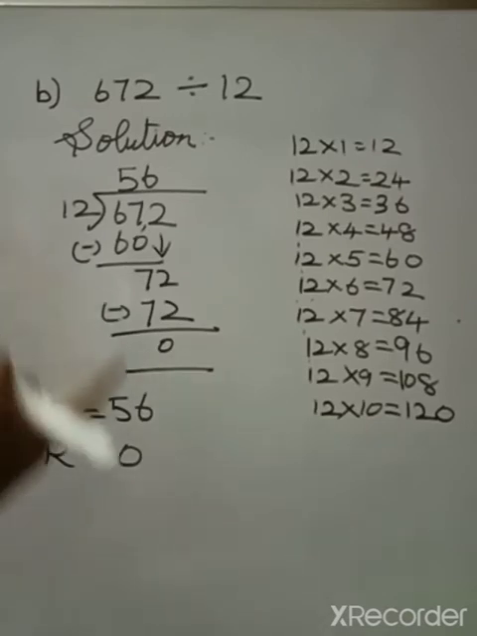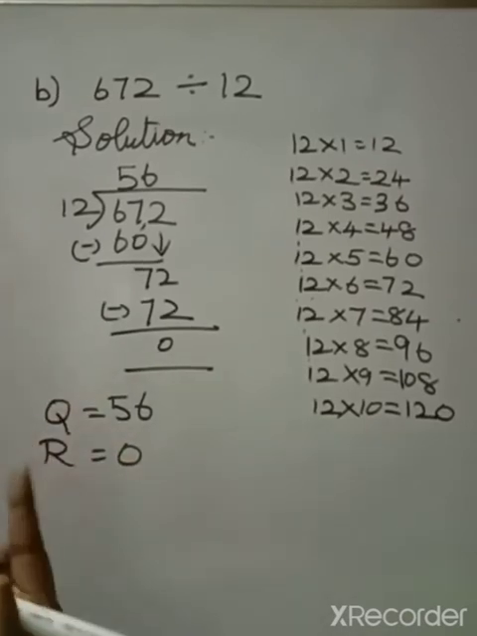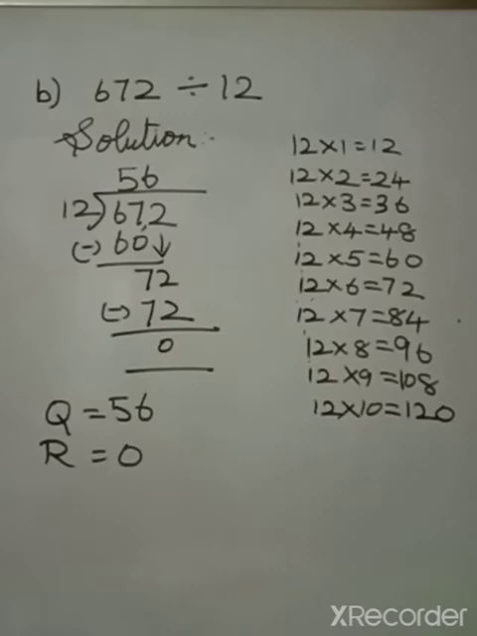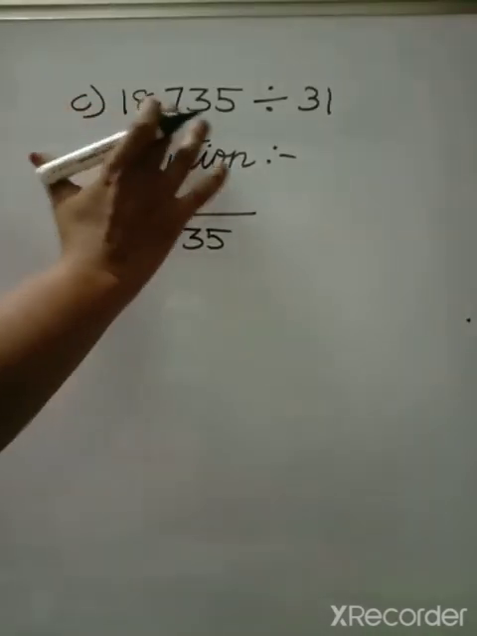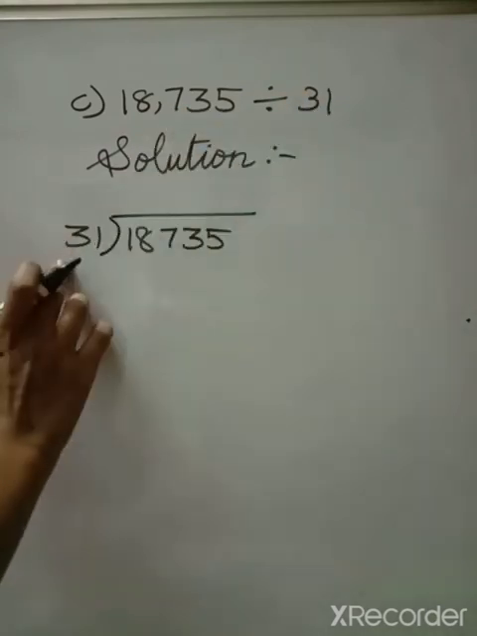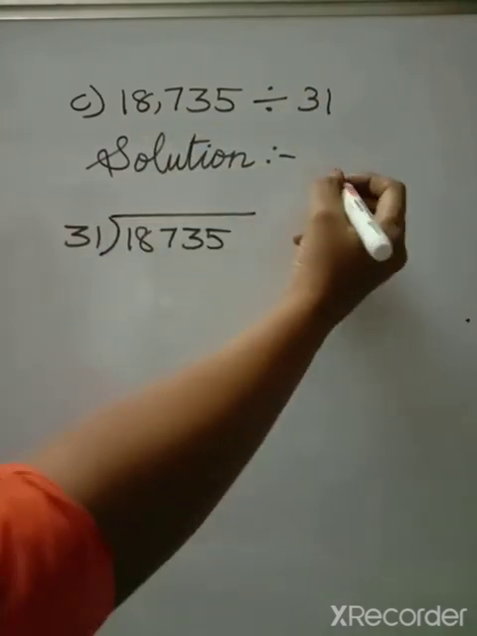Okay ma, so write this also in your note neatly. We will see one more sum here. So take down this in your note. Here the next sum is 18,735. You have to divide it by 31. So first, shall we write the tables?